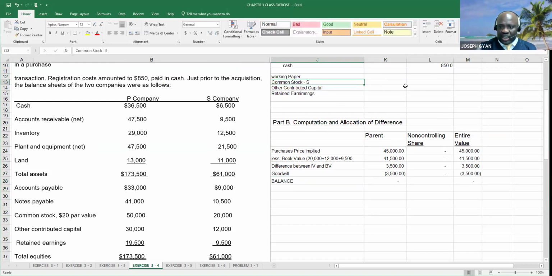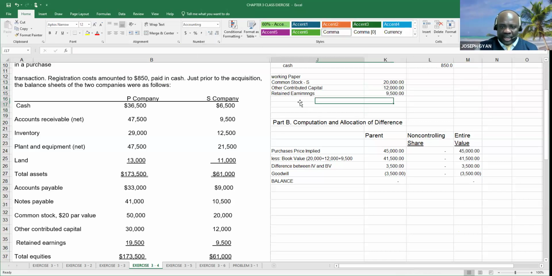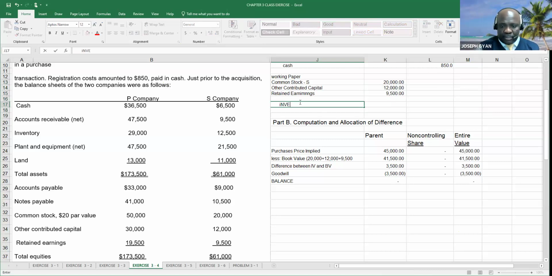We know the common stock, we eliminated it, 20,000. We have eliminated 12,000 other contributed. We have eliminated the retained earnings of the 9,500. This one, we eliminated it against our investment, which credits the investment in the S company, 45,000. That creates the difference that we did here.